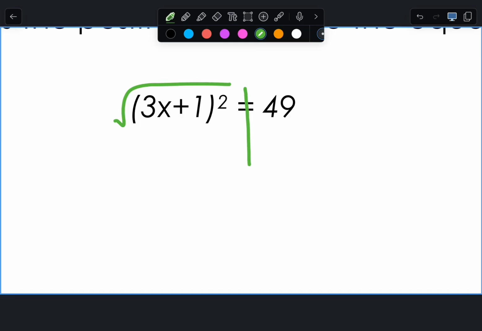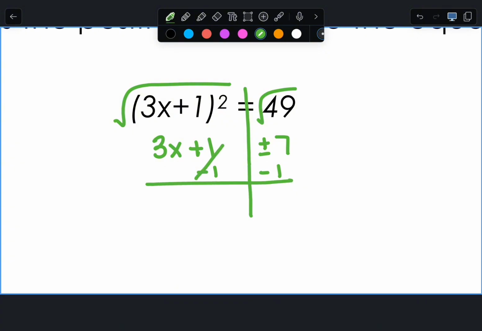Square root, square root. What's the square root of 49? 7. Positive, negative 7. We still have to solve for x. What's the first step? Subtract 1. We subtract the 1, bring down 3x. Because we have that positive negative symbol, make sure you bring down -1 first, then plus or minus 7.